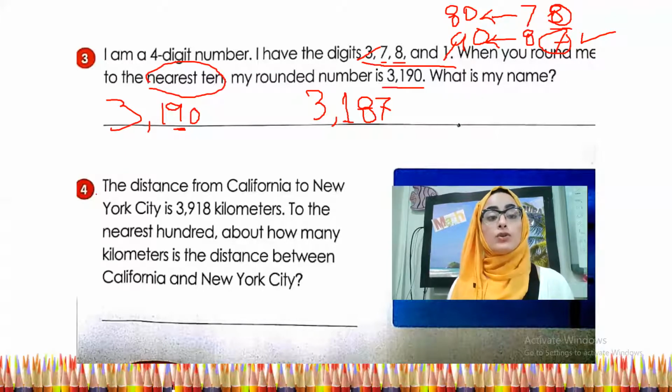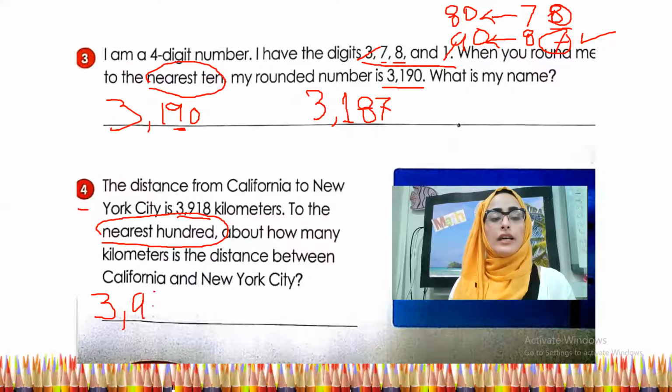Now, let's go to the last problem solving. The distance from California to New York City is 3,918 kilometers. To the nearest hundred, about how many kilometers is the distance between them? So I need to round it to the nearest hundred. Super easy. So I will just write my number and then find my hundred. 3,918.